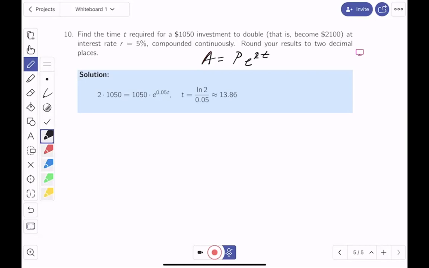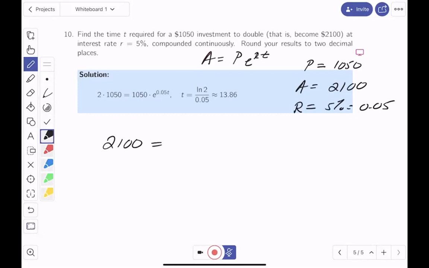Okay. What's P? I'll write this down for you. The P is 1050. The A is going to be 2100. That's a doubling. Right? The r is going to be 5%, which is 0.05. Let's write that down. 2100 equals e. I'm just simply copying this over here. What's r? 0.05 t.